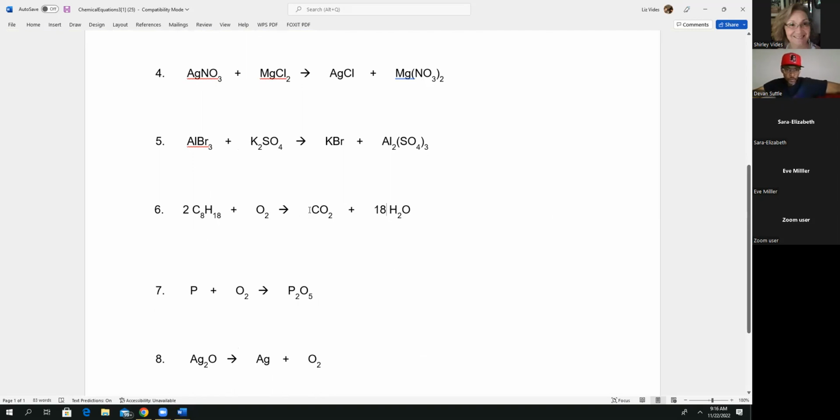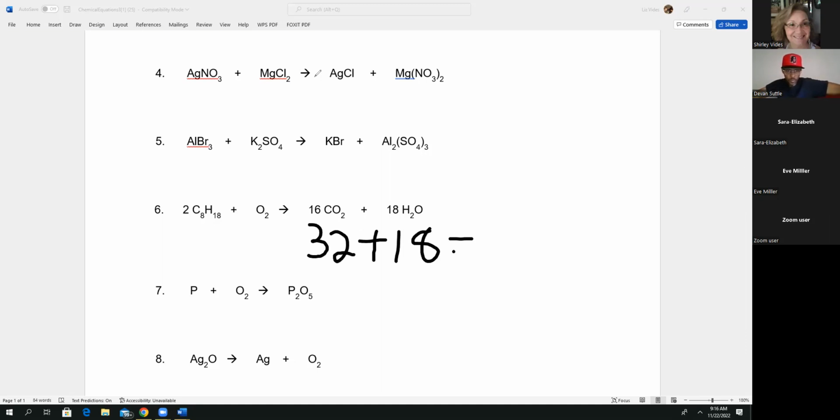And then here in front of the carbon, what do we put? 16. That's correct. Now you see, this is what I was telling you. This is a huge number. So 16 times 2 is 32. And then we have 18 on this side. How much is that? 50. Okay, so what do we put in front of the oxygen now? 25. That is correct. You see why we did that?